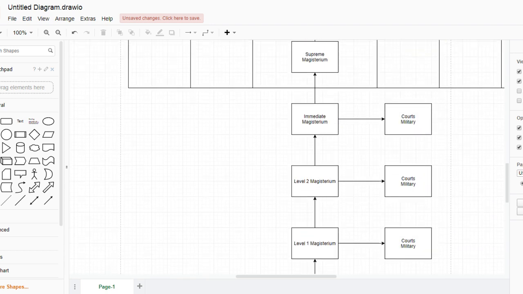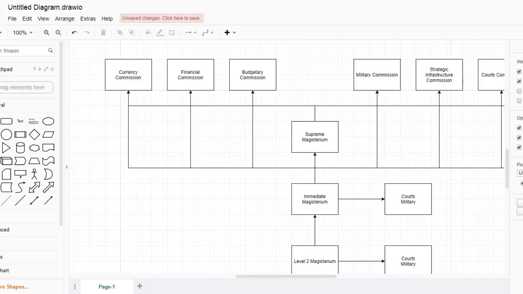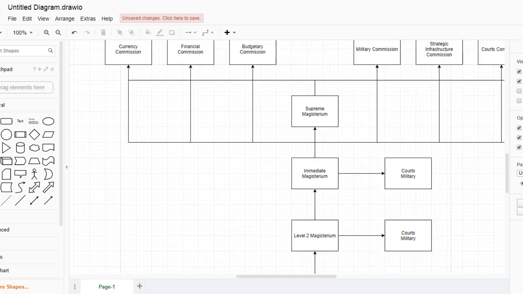Now, on the lower levels, that's probably going to be a more police type role. In the higher levels, that's probably going to be a more military type role.